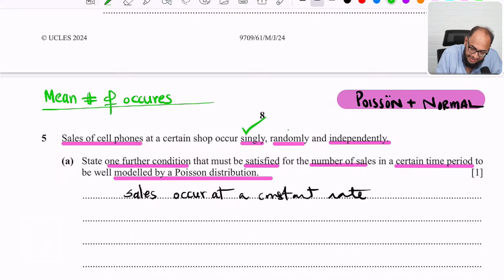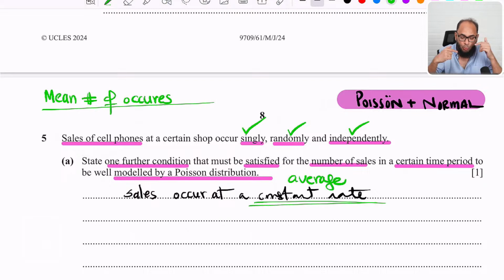They occur singly, randomly, independently, and at a constant average rate. These are the 4 things. Average constant rate. I think let me add the word average also. Now, what does that mean?